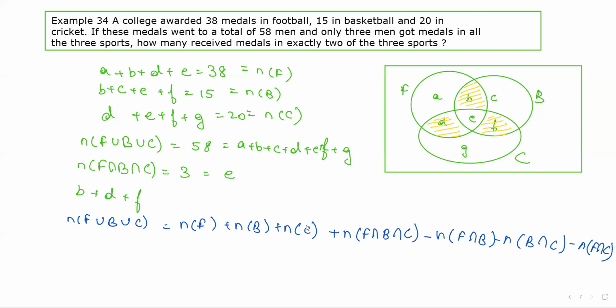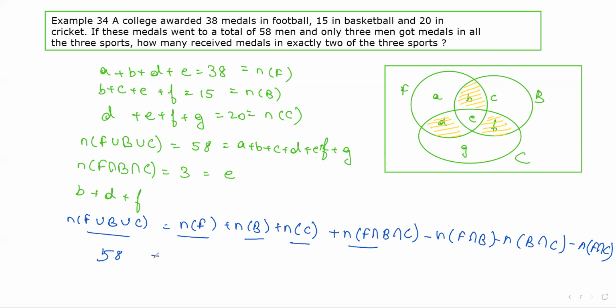Now, out of these, the underlined values are given to you. Here you have N of B intersection C. When you say F intersection B, you are considering B plus E region. This gives you B plus E, this gives you E plus F, and this gives you E plus D. So first we will calculate the addition of these regions, and we can subtract E thrice from over here and get the required result. Let's place the values.